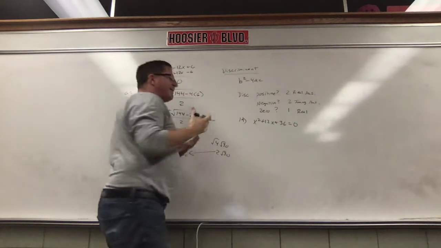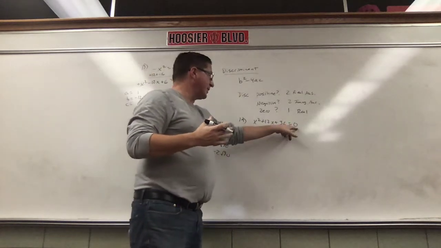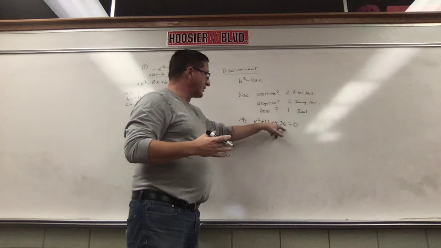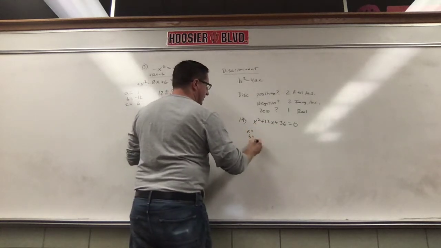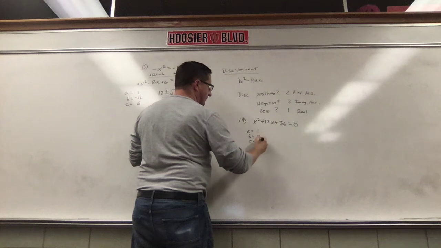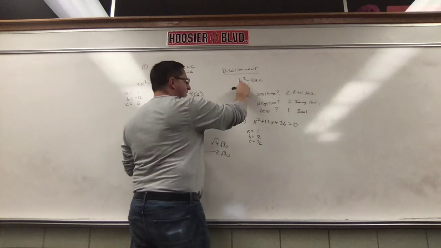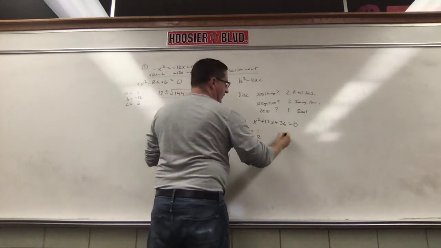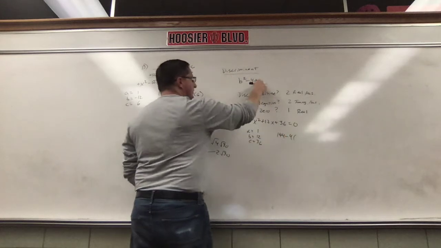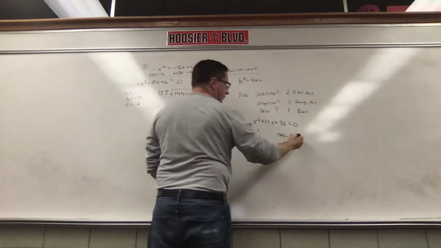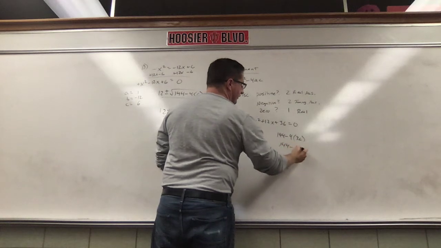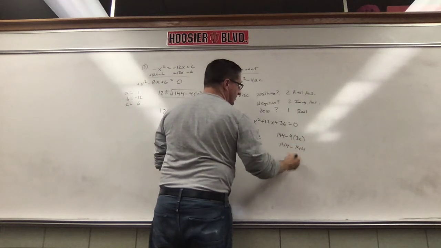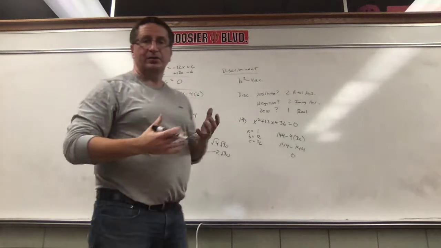Okay, it's got to be in the correct form, and it is. It's got to equal 0, and it does. It's got to be x squared plus something, okay? So A, B, and C is 1, 12, and 36 again. So B squared is 12 squared, which is 144, minus 4 times A times C. A times C is 1 times 36. 4 times 36 is 144. 144 minus 144 is 0. So the value of the discriminant is 0.